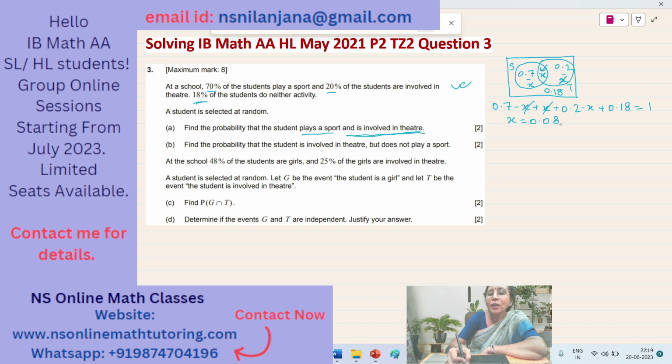So unknowingly, we have solved subpart A. Okay. So this will be the working of the subpart A. So we are in a position to give the answer. Since it is the probability, it is not the percentage, we will be giving the answer as 0.08.